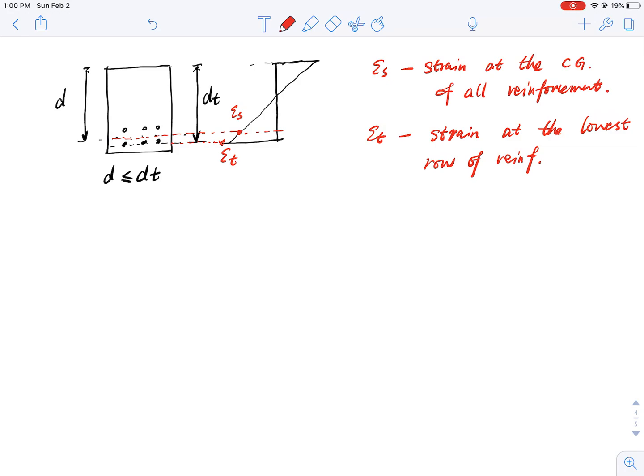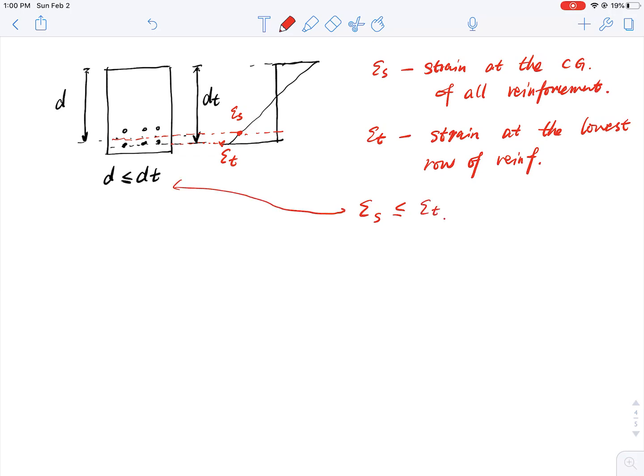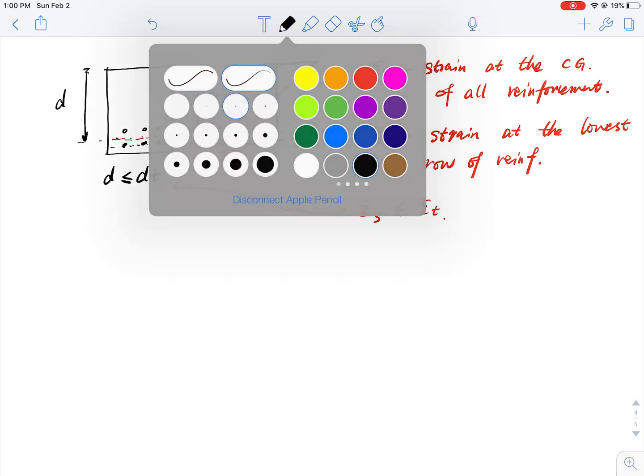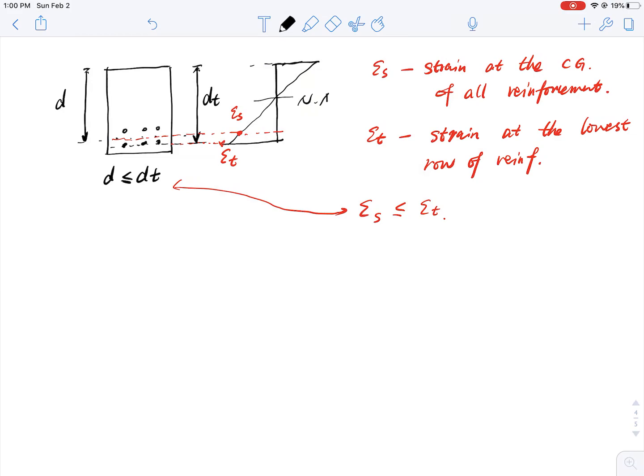I can comfortably say the strain at the center of the group of reinforcement, epsilon s, will be smaller than or equal to epsilon t. This corresponds to the depths. Let me complete this. This is the neutral axis. This is, of course, the concrete crushing strain, equal to 0.003.